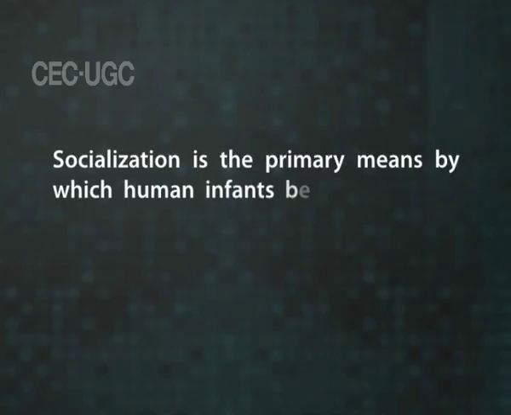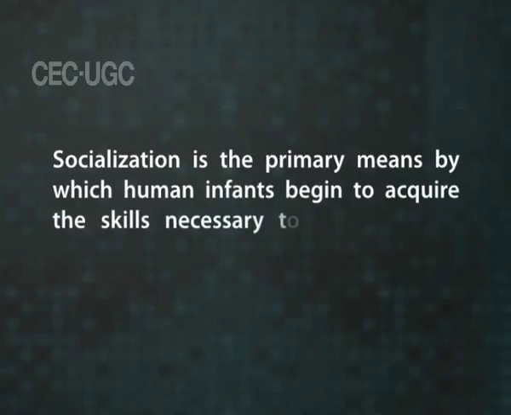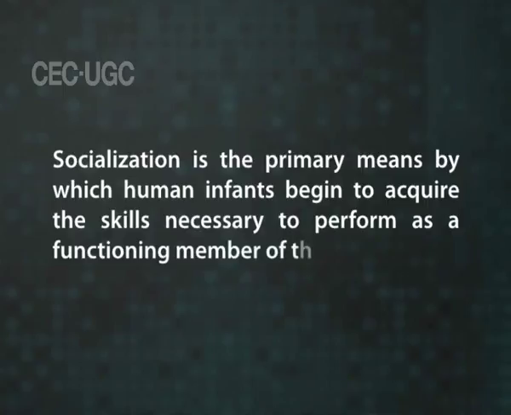Genetic studies have shown that a person's environment interacts with their genotype to influence behavioral outcomes. The linguistic theory of generative grammar demonstrates how something such as the capacity for learning changes throughout one's lifetime. Socialization is the primary means by which human infants begin to acquire the skills necessary to perform as a functioning member of their society. This is said to be the most influential learning process one can experience.